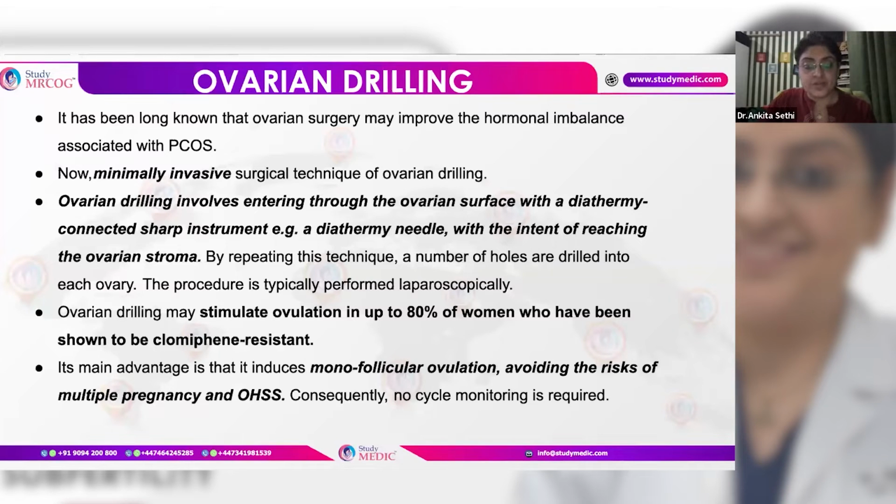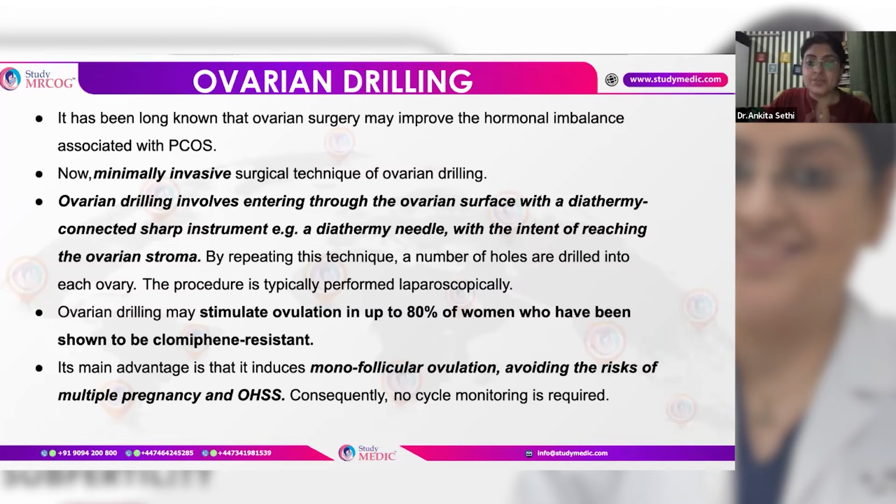Now coming to ovarian drilling, which is a second-line management of PCOS and where it is indicated. It has long been known that ovarian surgery may improve the hormonal imbalance associated with PCOS. Then comes the role of the minimally invasive surgical technique of ovarian drilling. Ovarian drilling involves entering through the ovarian surface with a diathermy-connected sharp instrument, for example a diathermy needle, with the intent of reaching the ovarian stroma. By repeating this technique, a number of holes can be drilled into each ovary. Generally, 4 holes are drilled. The procedure is typically performed laparoscopically.